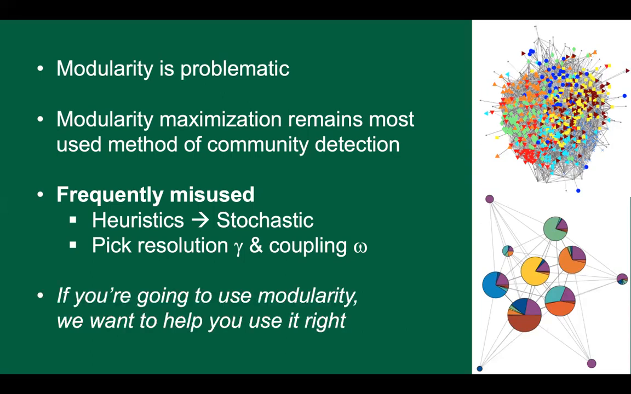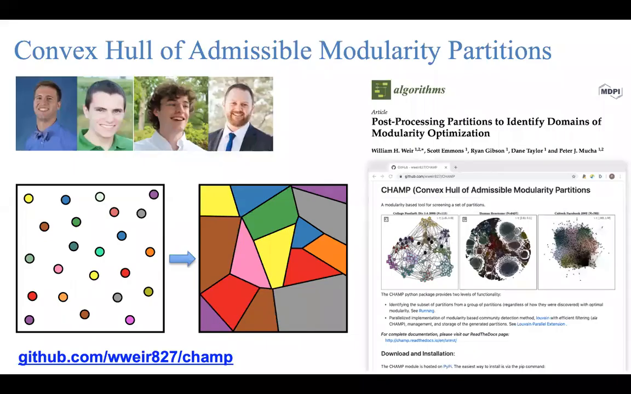So our philosophy is that if you're going to use modularity or its multi-layer extension, then we want to help you to use it right. And so the first of the tools that we're going to talk about here is the identification of what we call the convex hull of admissible modularity partitions, or CHAMP. And we did cover this at some greater length in the 2019 lectures, and I just need a piece of CHAMP for where we're going to go here in this second part of the lecture. So if you want a more complete discussion about it, you might want to see those 2019 lectures.